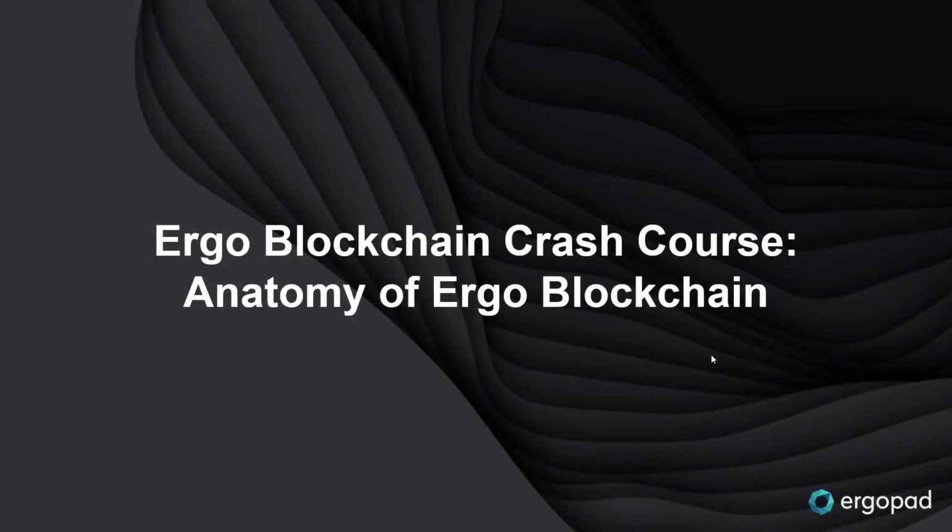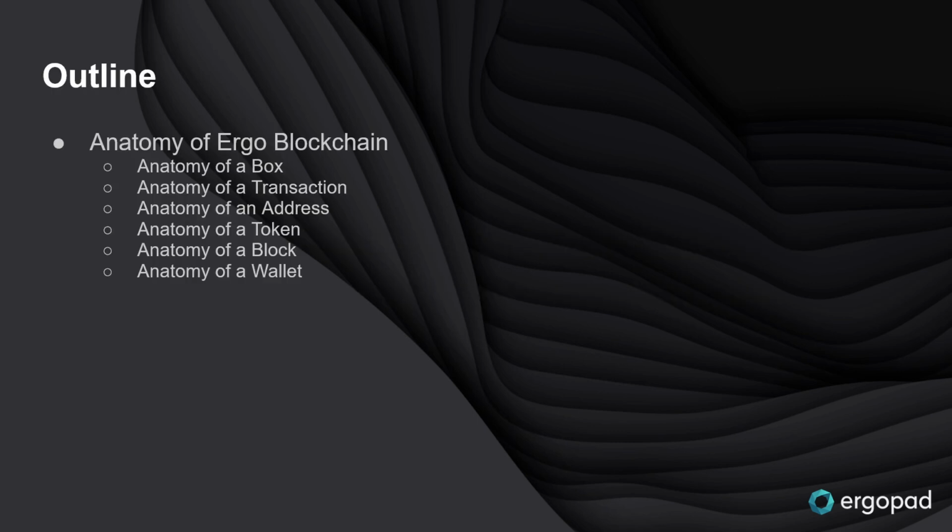Welcome back to the Ergo blockchain crash course video series. In this video, we're going to cover the anatomy of the Ergo blockchain. So the outline for this video consists of the anatomy of a box, a transaction, an address, a token, a block, and finally a wallet.